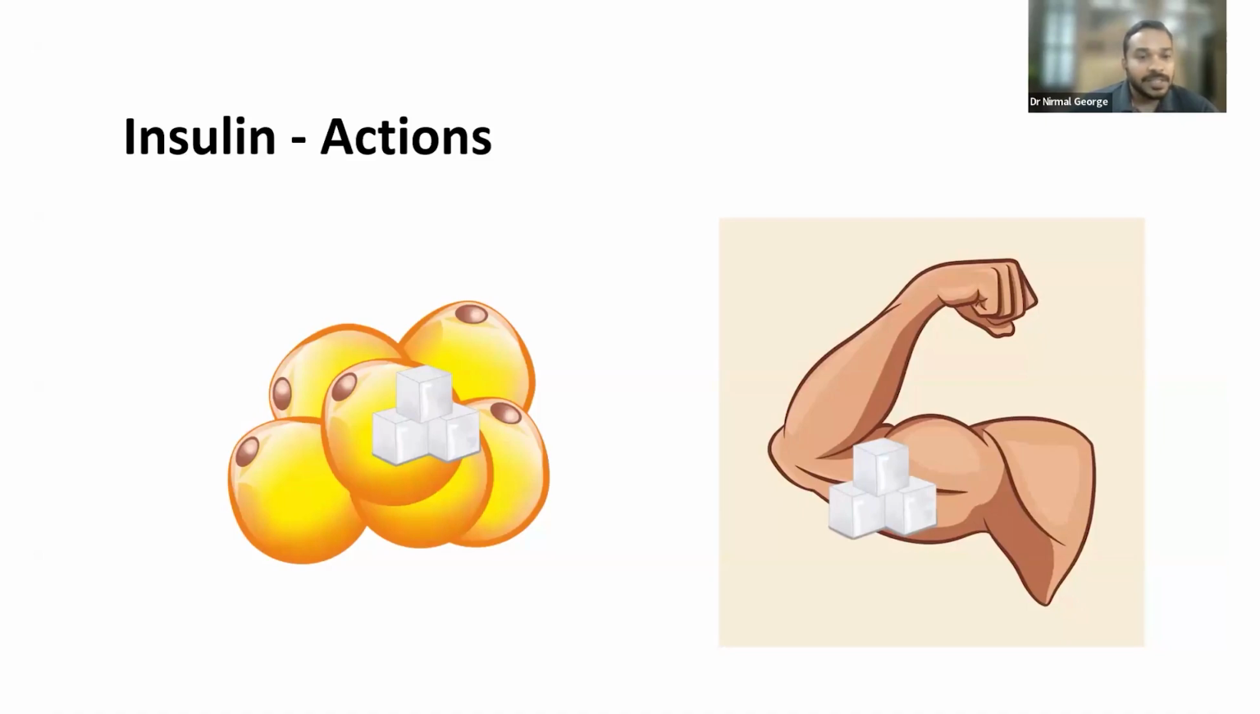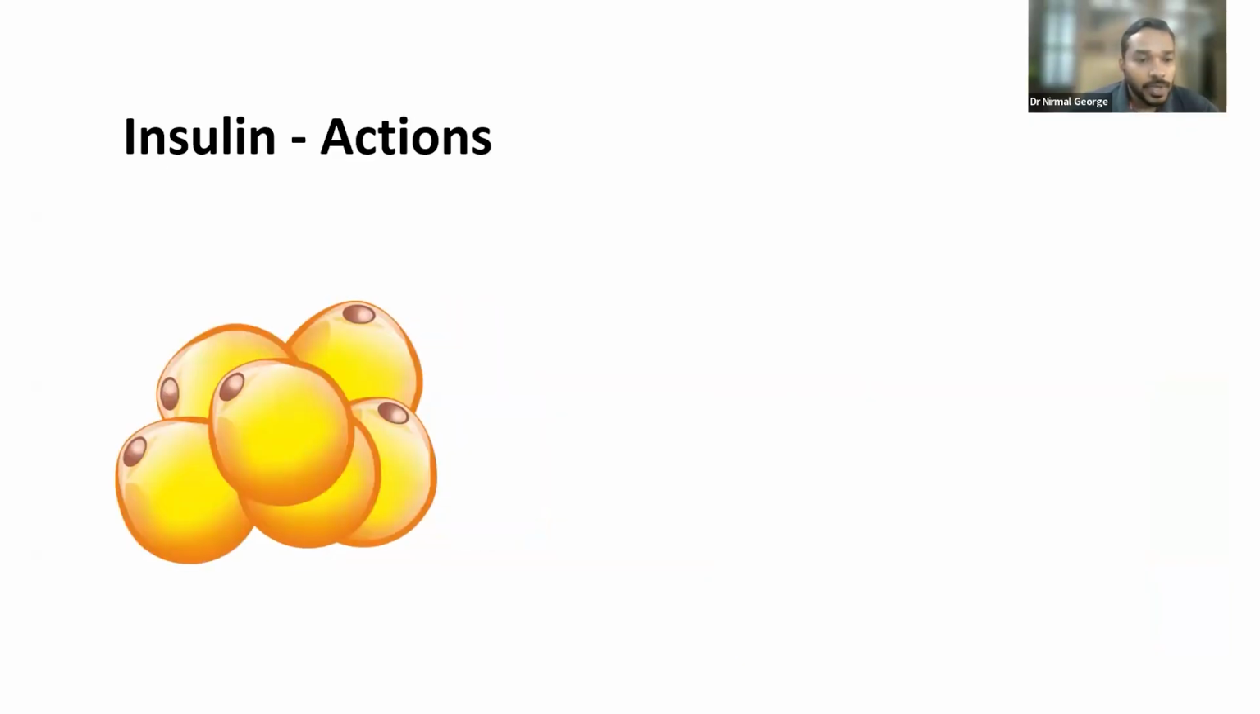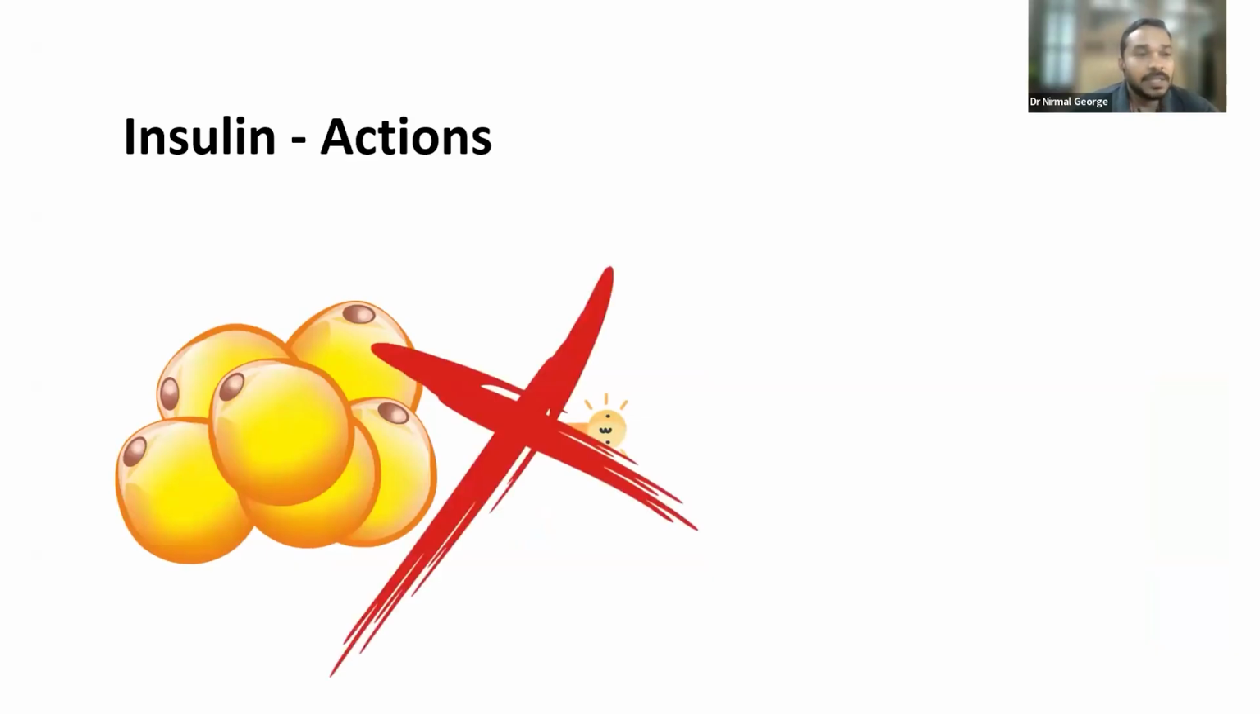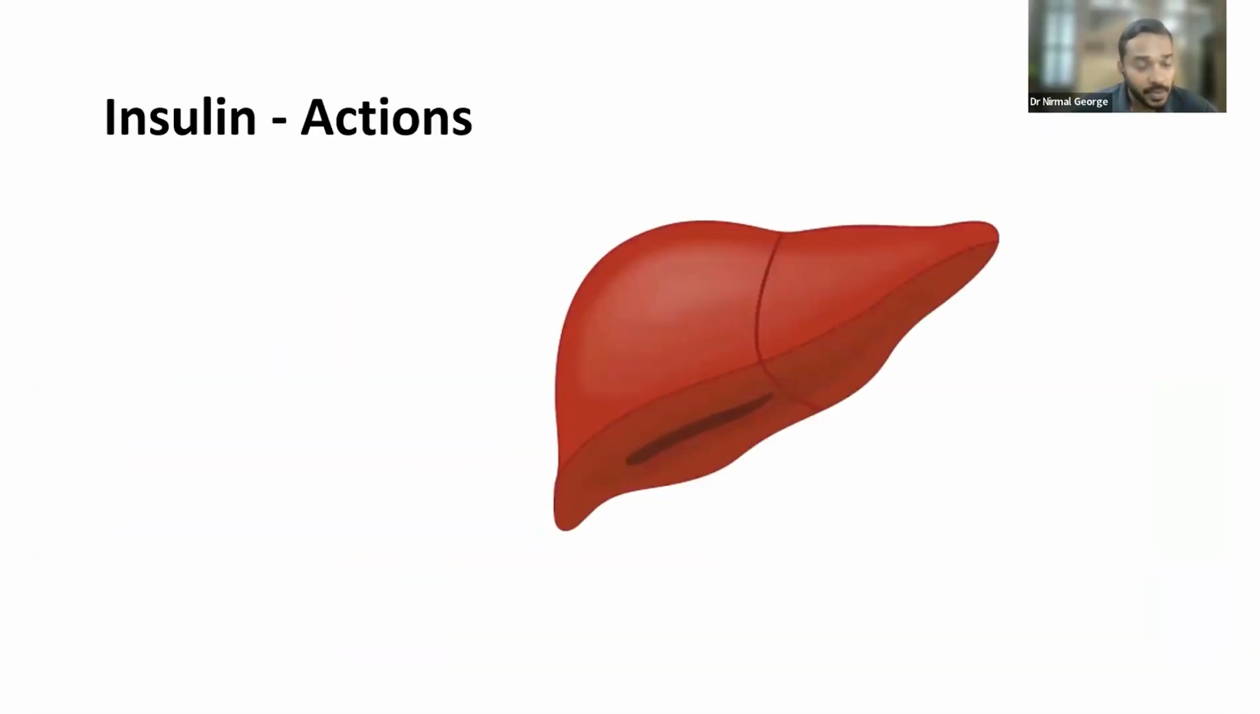It also stimulates the anabolic processes in the adipose tissue and in the skeletal muscles. During normal conditions, there will be some amount of adipose tissue breakdown, and that will result in release of free fatty acid. Insulin will also inhibit this release of free fatty acid from the adipose tissue. So basically, insulin is anabolic. It increases the adipose tissue and reduces adipose tissue breakdown.